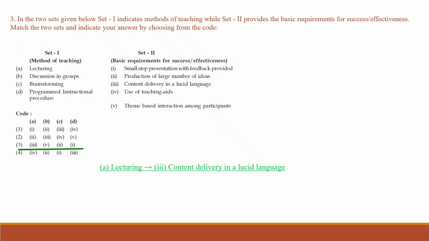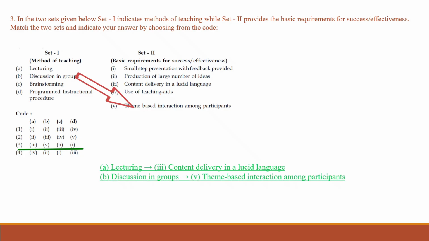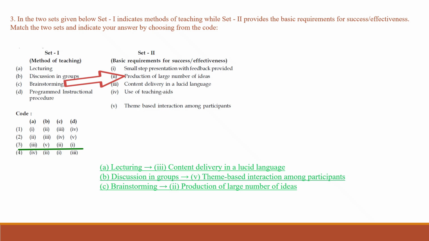Next, option B in set 1, discussion in groups, matches with 5 of set 2, theme-based interaction among participants. That's correct, because discussion means participants interacting around a common theme. Now, option C, brainstorming of set 1, matches with 2 of set 2, production of large number of ideas. That is also correct because the main purpose of brainstorming is to generate as many ideas as possible.